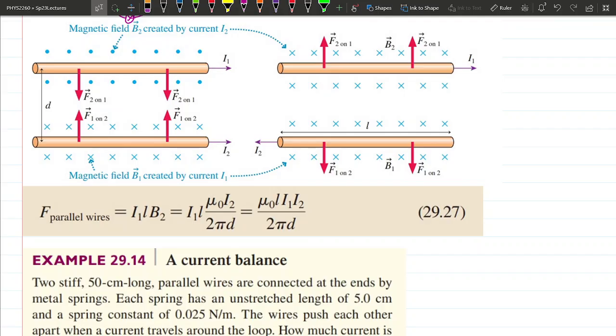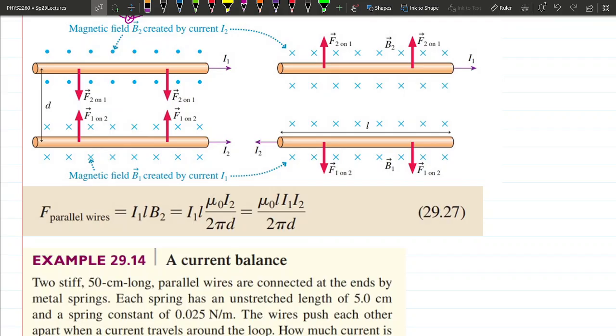So the length of the wire, imagine, the longer these wires, the more force there is. That makes sense. Multiplied by the current in wire number 1 times the current in wire number 2, and then divided by this geometric factor 2 pi d, where d is the separation distance between them. Remember that magnetic force on a straight wire is inversely proportional to the distance away, so that 1 over d factor makes sense. Let you guys just copy down this equation real quick.